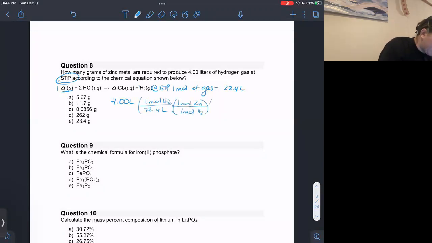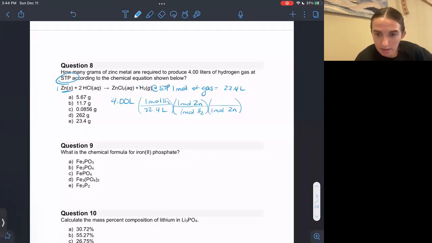And if I'm in moles of zinc, then I can use the molar mass of zinc. I should have had that pulled up. I should have known I needed that. Zinc is going to be 65.38.